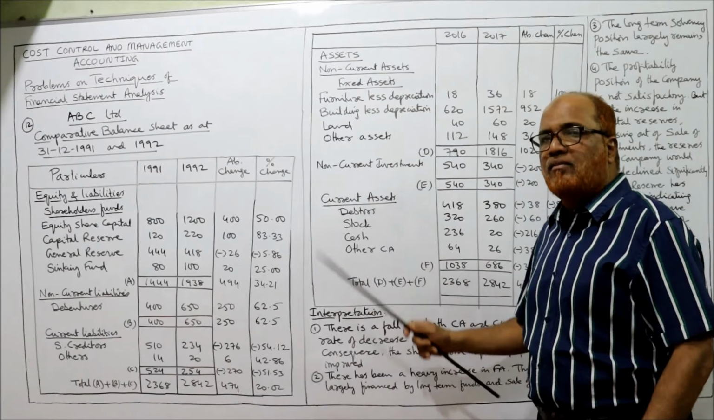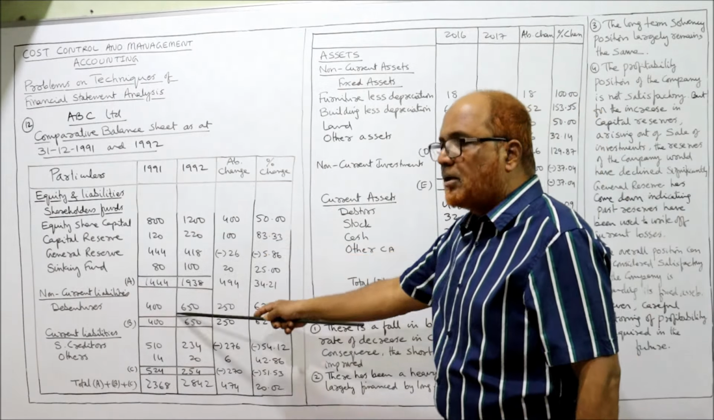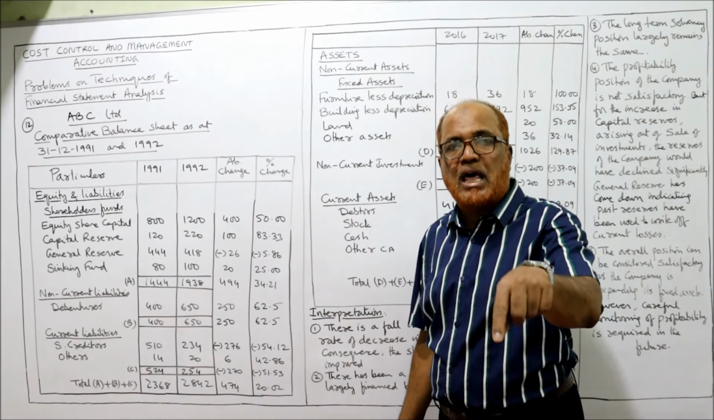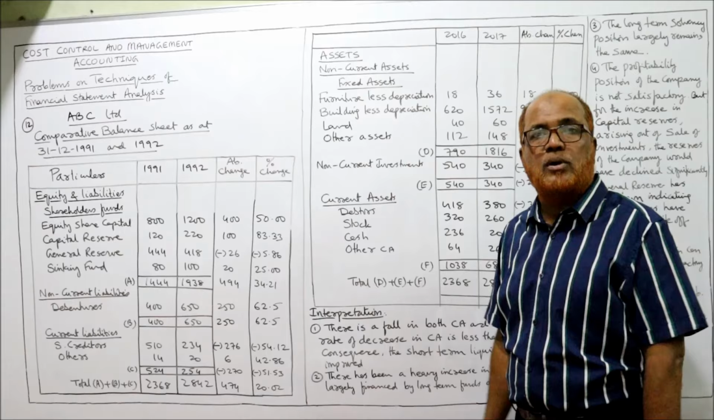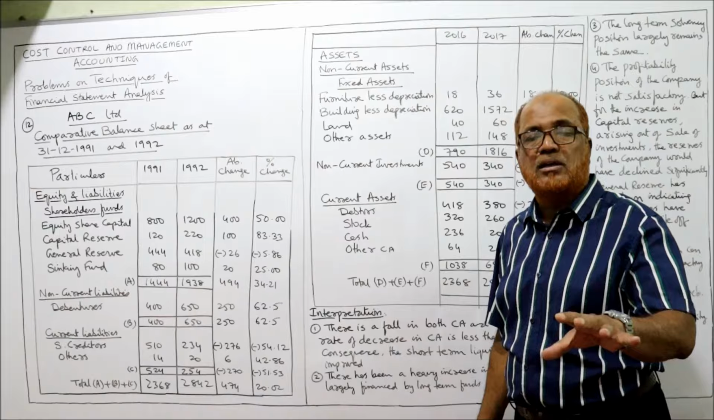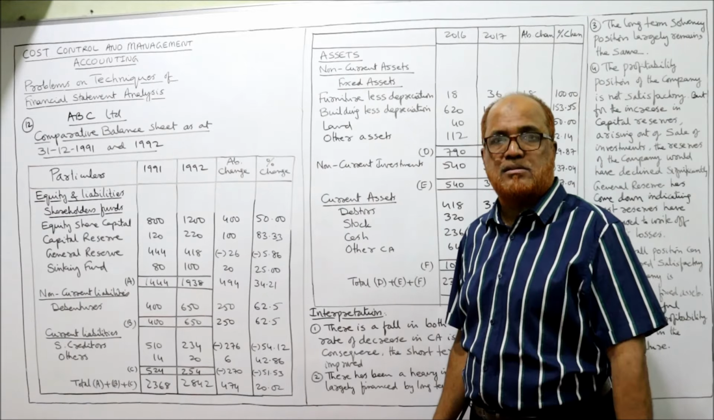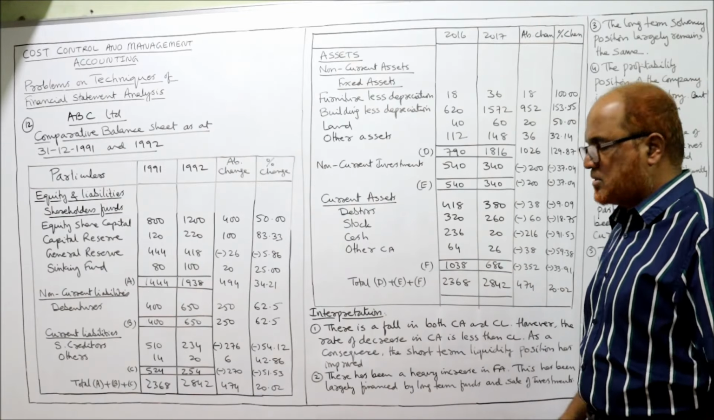So when non-current investments are sold, cash is received. Similarly, from long-term funds, cash is received. And this cash is utilized in purchasing the fixed assets. It's a prudent policy. It's a good policy. That means fixed assets should be financed from long-term funds. And here fixed assets have been financed from long-term funds.